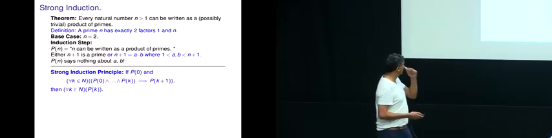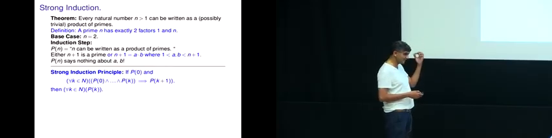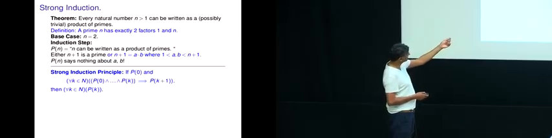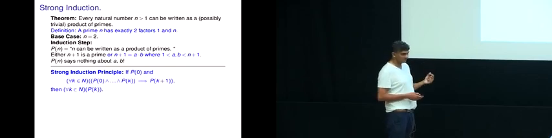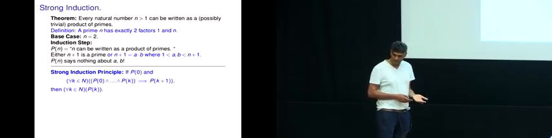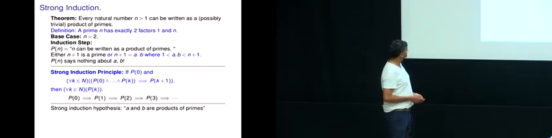Okay. In fact, it's not hard to say that it is exactly the same principle as the regular principle of induction. But now we can use this property on all the numbers between 0 and k. And what is a? Is a a number between 0 and n here? So we can use the fact that a can be written as a proper product of primes. And we can use the fact that b can be written as a product of primes.